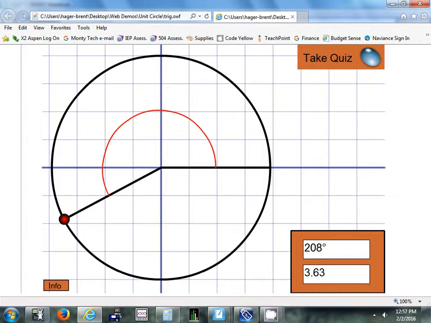Anybody know what units that top number is in? Yep, that's degrees because it's got the little circle. And we haven't talked about the bottom one yet, but we're going to. Does anyone know what the bottom one is?